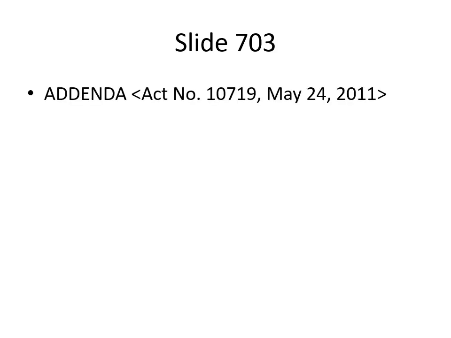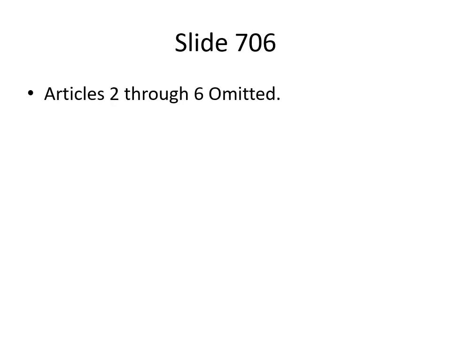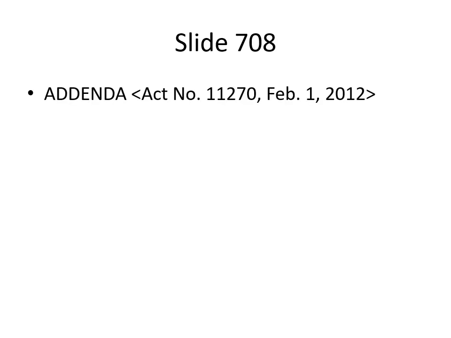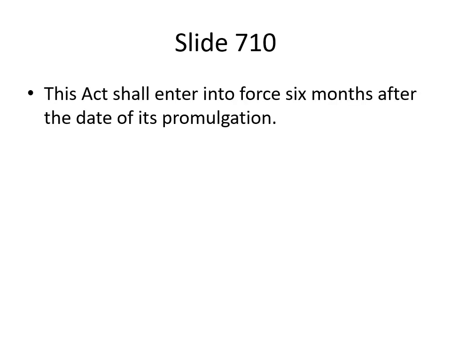Addenda, Act Number 10719, May 24, 2011. Article 1, Enforcement Date. This Act shall enter into force 6 months after the date of its promulgation. Proviso omitted. Articles 2 through 6 omitted. Addenda, Act Number 11270, February 1, 2012. Article 1, Enforcement Date. This Act shall enter into force 6 months after the date of its promulgation.